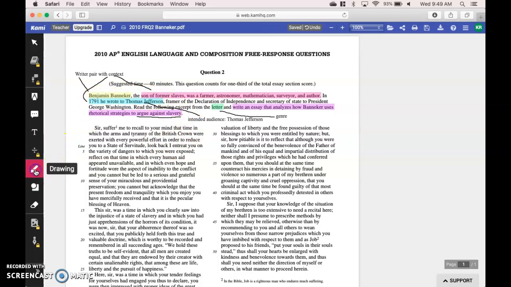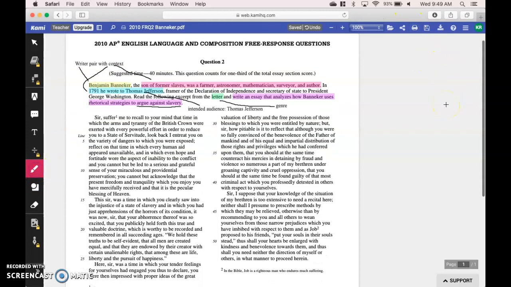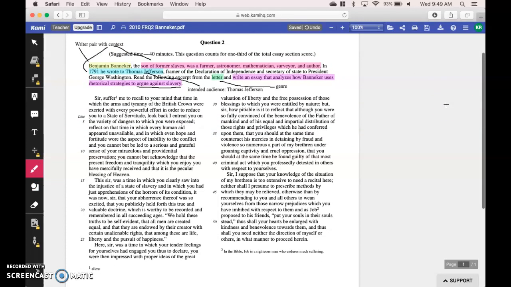Some of the things I'm thinking about already that I'm going to look for. Number one, when writing a letter to somebody for an intended purpose, there is definitely going to be certain language that you're going to use. For example, a love letter that I'm going to write to my husband is going to have language in it that will look very different than a letter Benjamin Banneker is writing to Thomas Jefferson arguing against slavery.